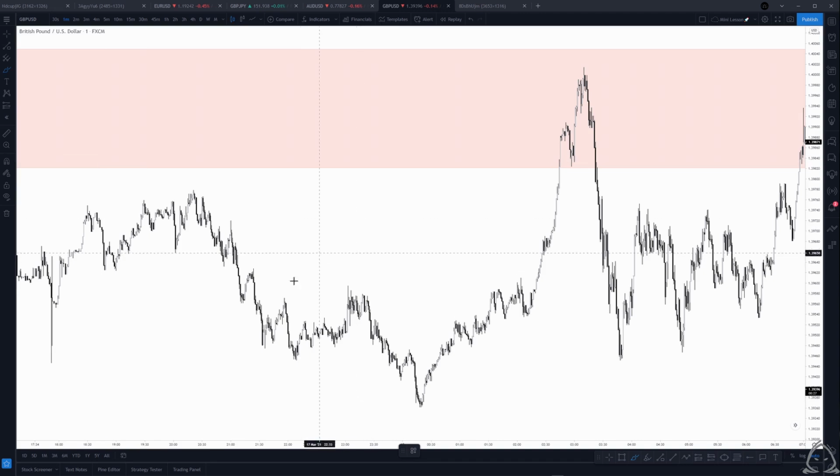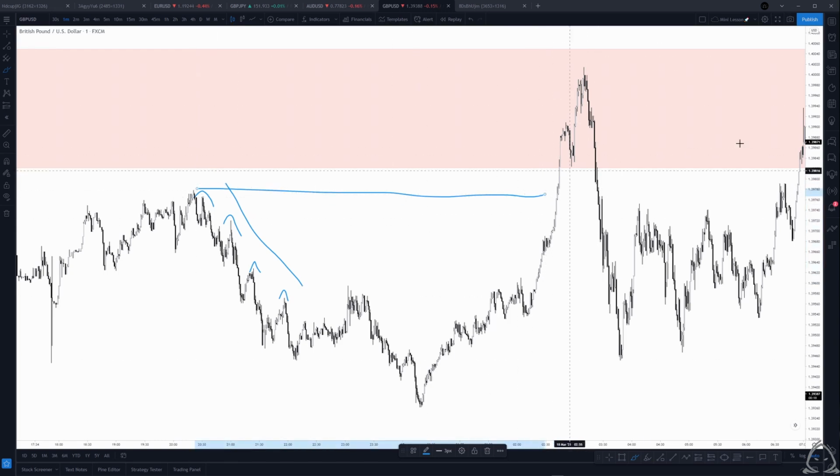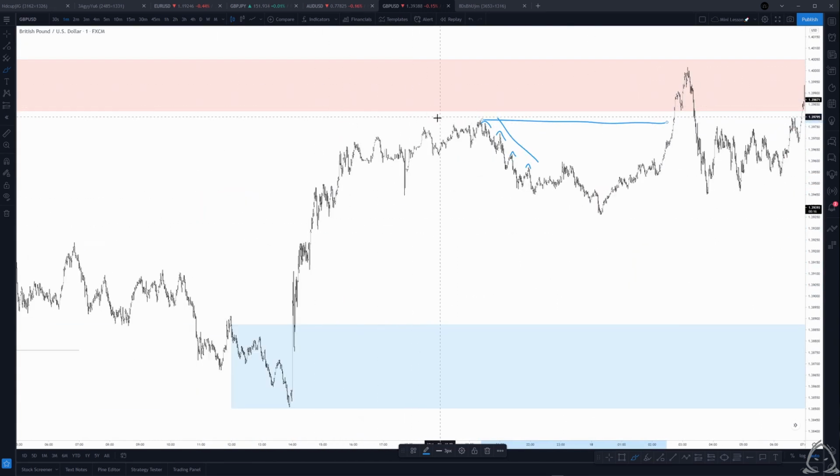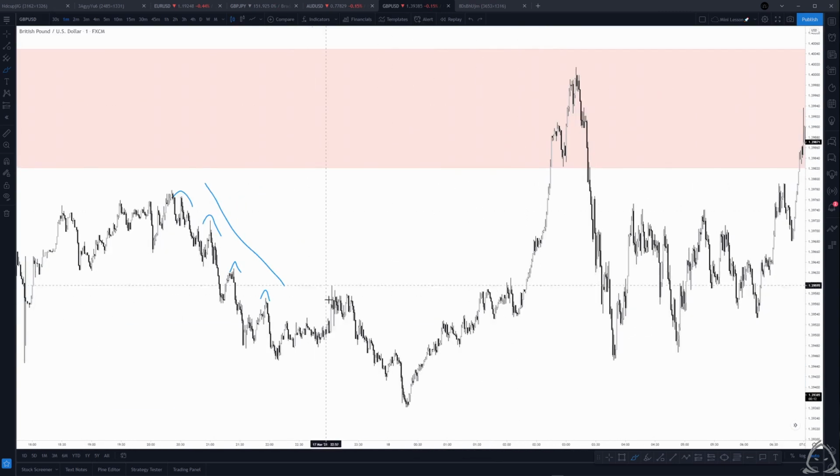If I go here on the 1-minute chart, what we can see is as price is moving down, we're creating all of these swing highs. This is creating trend line liquidity. If we just move to the left, what happens? We end up breaking that liquidity. And what we can see is we do have a set of equal highs here as well. So it just adds to the fact that price wants to move to the upside.